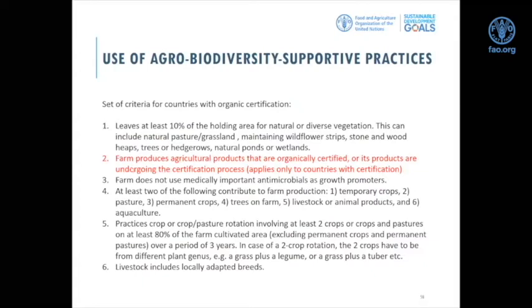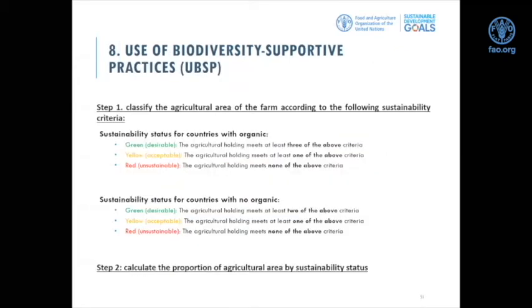One additional one, which is highlighted in red here, is added, which is farm produces agriculture products that are organically certified or its products are undergoing their certification process. Again, let me reiterate that it applies only to countries with organic certification. Now, in terms of thresholds, of course, we are providing two sets of criteria.